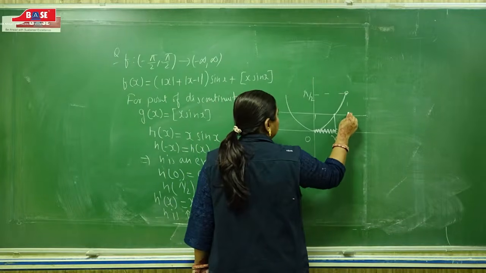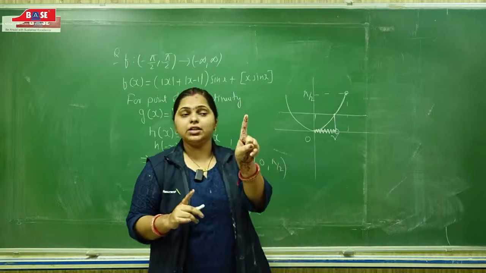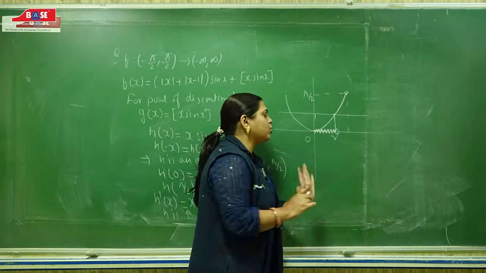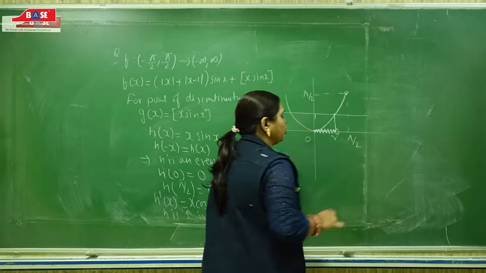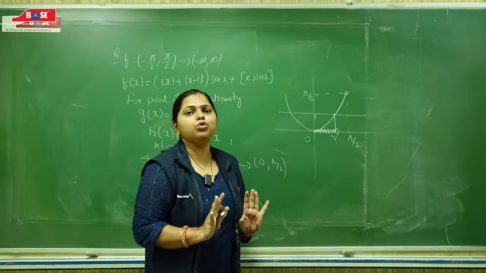Answer is 1. At gamma the answer is 1. So you are able to see one point of discontinuity over here. Now between gamma to pi by 2, what is my graph everyone? My graph is lying between 1 to pi by 2, correct?